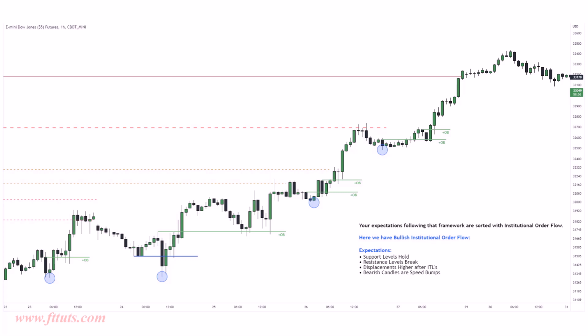So if you're expecting bullish institutional order flow, trust, have faith, and anticipate support levels to hold, resistance levels to break, displacements higher after an intermediate term low. Bearish candles, such as this one, view them as speed bumps. Speed bumps before we accelerate higher.